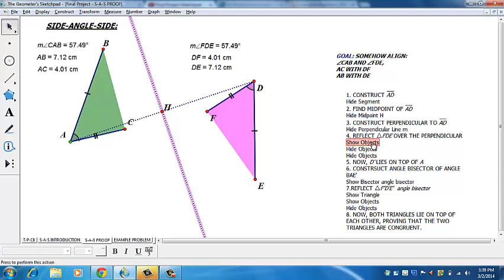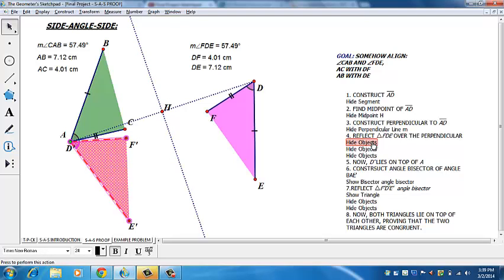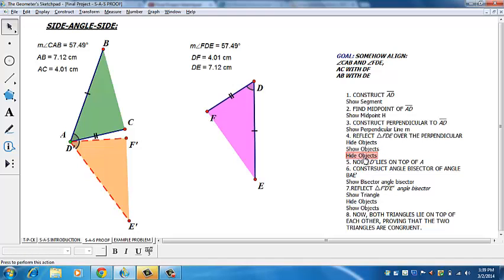Okay, so we're going to reflect, but then what I'm going to do is hide my perpendicular bisector and my line segment, as well as my other triangle. I'm doing this because I don't want to have all these images on my screen, and it's going to make it more difficult to understand. So now that I have hidden those images, I have to construct an angle bisector of angle B, A, and E prime. So I'm going to go ahead and do that.